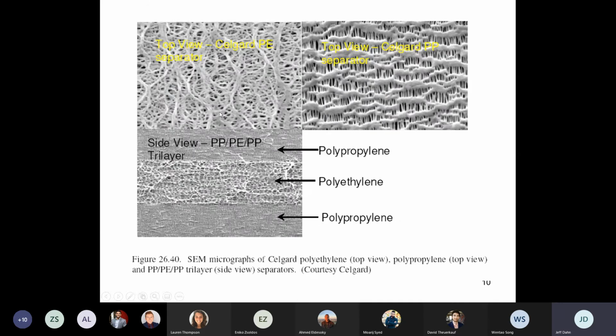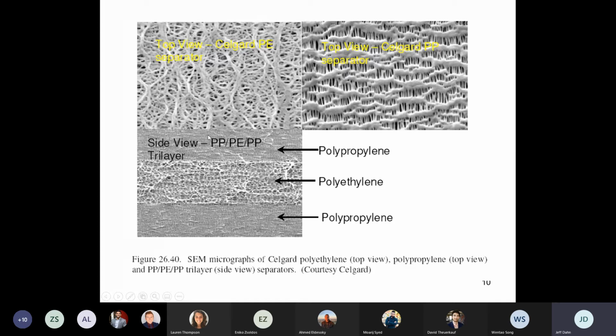So a polyethylene separator will shut down at 130 degrees C, and it will also lose dimensional stability at the same time. If you make this tri-layer, then you're in business, because the polyethylene will shut down at 130. The current in the cell will stop. The electrical current that's driving the temperature increase will stop.